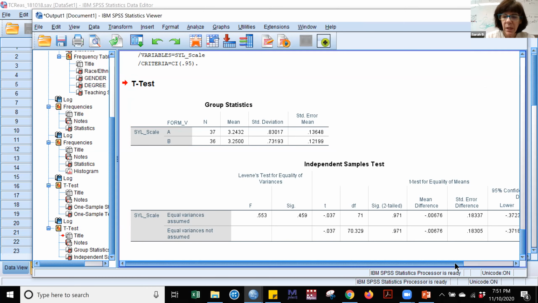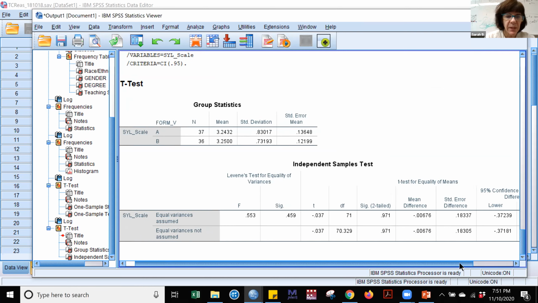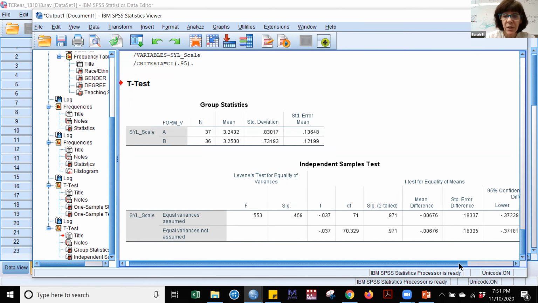But when we go down to the results of the test, the first thing you'll see that you have never seen before is Levene's test for equality of variances. That is not a t-test, not a z-test, it's an F-test. We're going to do F-tests later in the semester. You don't need to know anything about F-tests at this point, except this is tested with an F statistic.